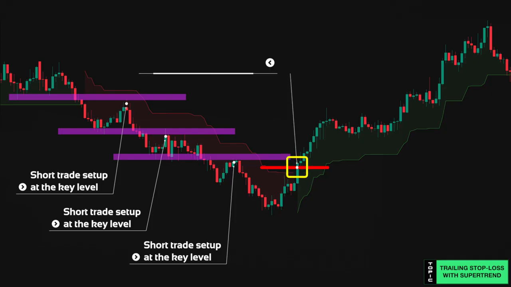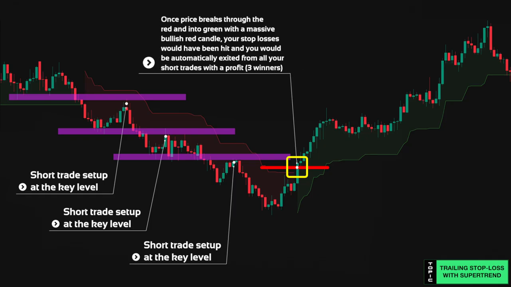Once price breaks from red to green with the massive bullish green candle, your stop losses would have all been hit and you would be automatically exited from your short trades with a profit.